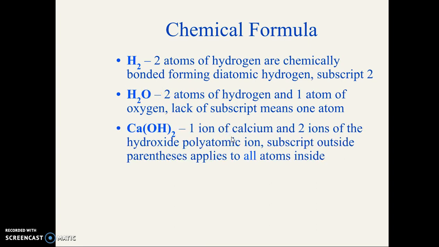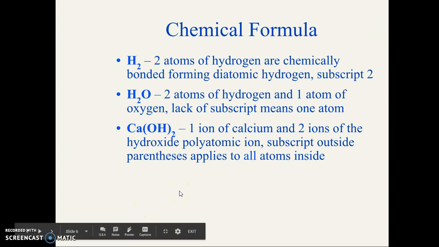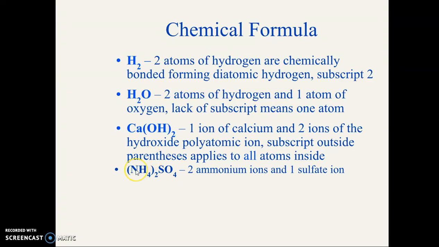If I had calcium hydroxide, Ca(OH)2, anything that's outside of the parentheses is distributed to everything within the parentheses. So I have 1 atom of calcium, and then I would have 2 of the oxygen and 2 of the hydrogen atoms. Ammonium sulfate, (NH4)2SO4, again, whatever is outside of the parentheses is distributed within. So I have 2 atoms of nitrogen, 8 atoms of hydrogen, 1 atom of sulfur, and then 4 atoms of oxygen.